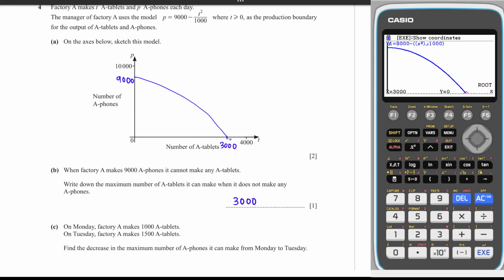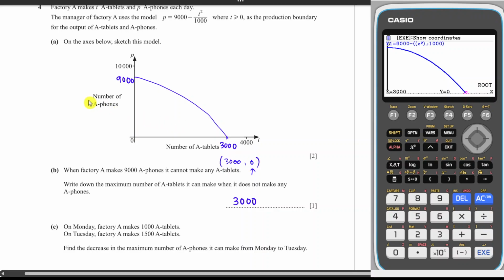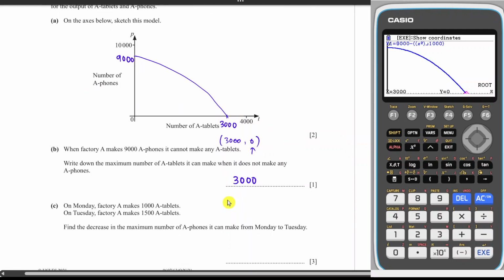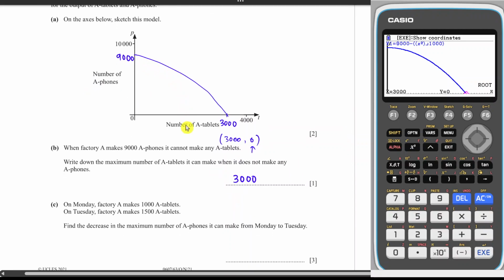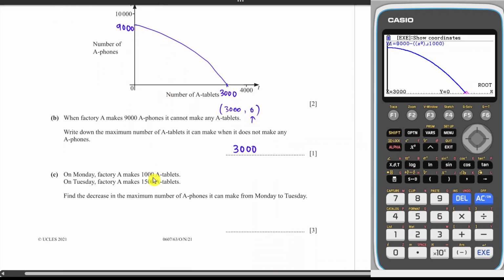This point corresponds to 3,000 comma 0. So 3,000 tablets, and this 0 means there are no A phones or 0 A phones. So every point on this curve will give a combination which is the optimum production which the factory can make.